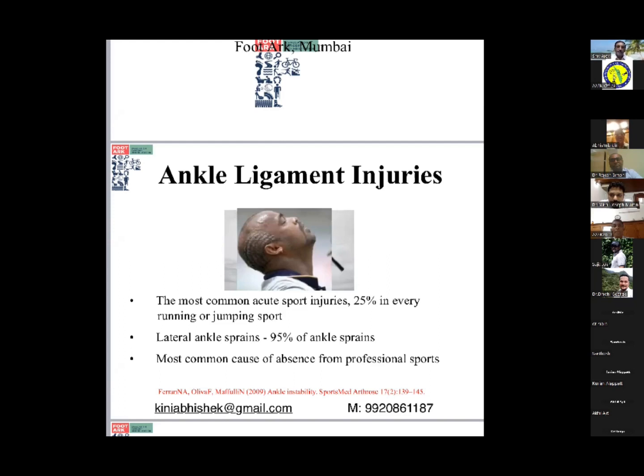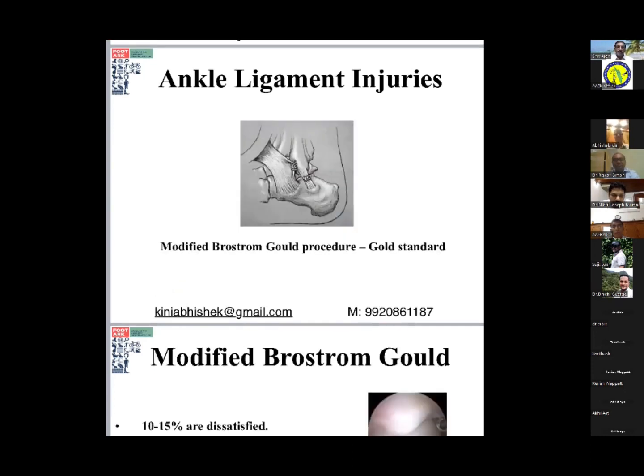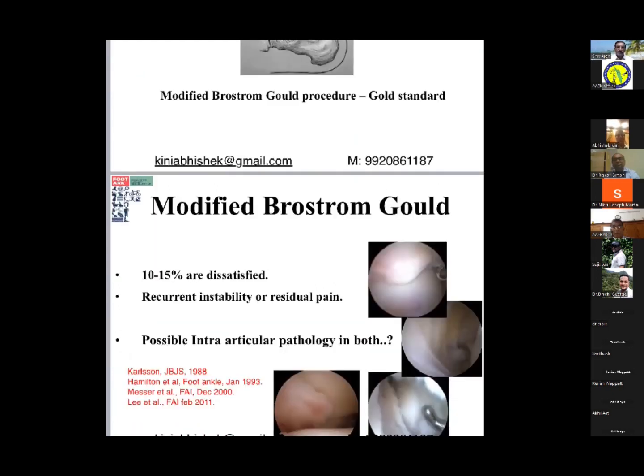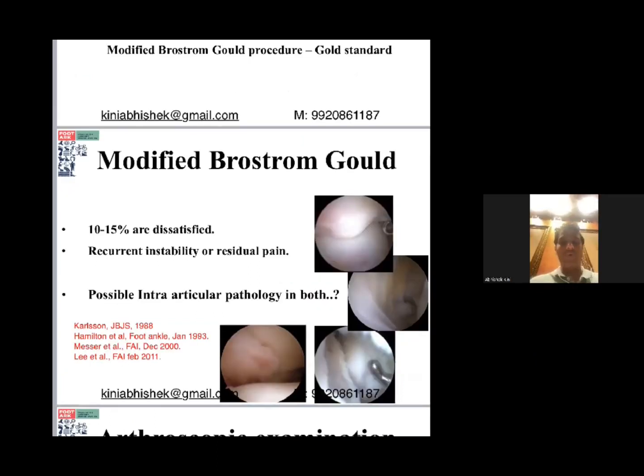I'm Abhishek Kini. As we know, ankle ligament injuries are the most common acute sports injury, and almost 25% of running and jumping sport involves it. Out of these ankle injuries, 95% are ankle sprains, and they are the most common cause for absence in professional sport. As Ajoy just said, modified Brostrom is the gold standard till now. But we also know that almost 10 to 15% of these procedures have unhappy patients, recurrent instability or residual pain.